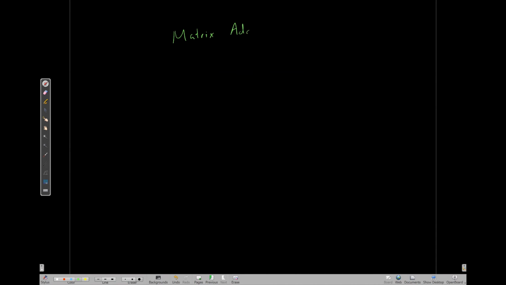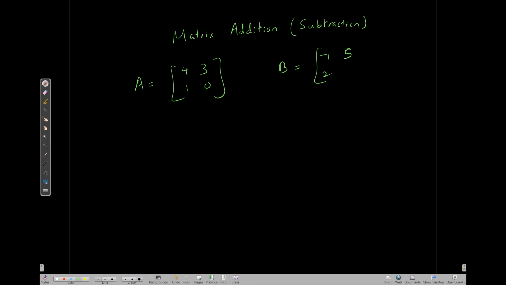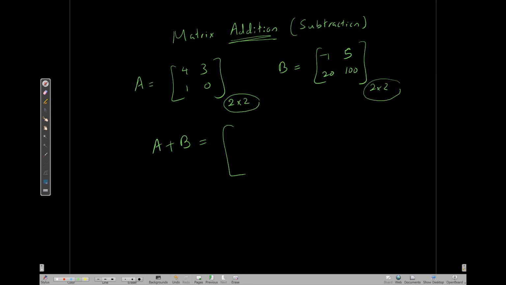as well as subtraction, because addition and subtraction are inverse operations, and subtraction is really easy. Let's say matrix A is 4, 3, 1, 0, and matrix B is -1, 5, 20, 100. So A is 2 by 2, B is 2 by 2. And remember, we can only perform addition if these sizes are the same, otherwise we cannot. In that case, we define A plus B to be just adding the corresponding entries.